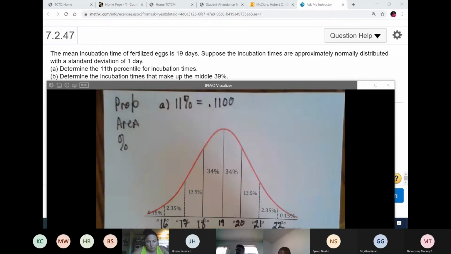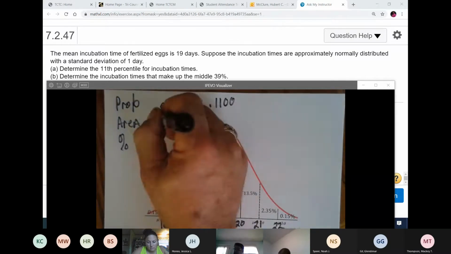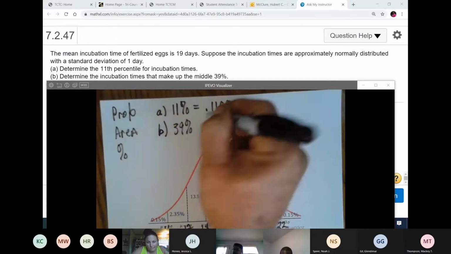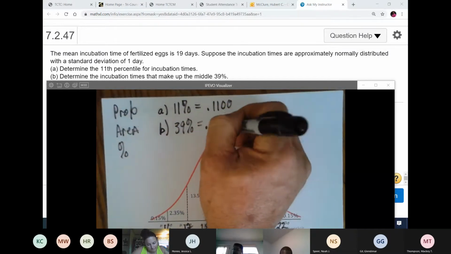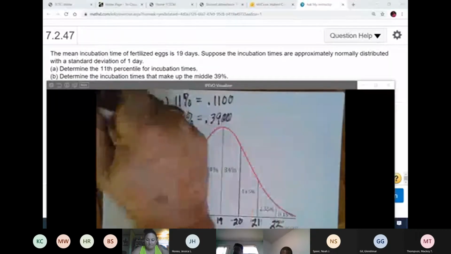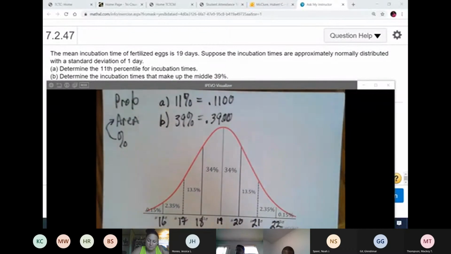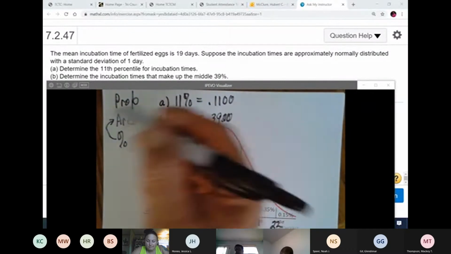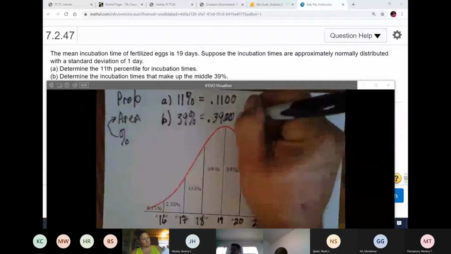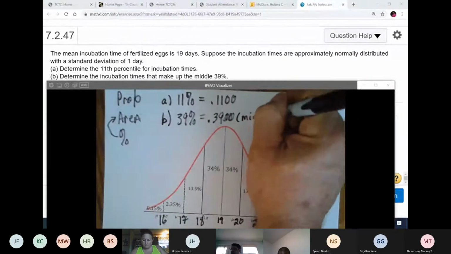So that's A. And B. The middle, 39%, that would be 0.3900. So I have changed my percent into what? Decimal. Area or probability. You can call it either one. So that's the first thing you need to do. And we need to put middle right here because that middle, that means something.